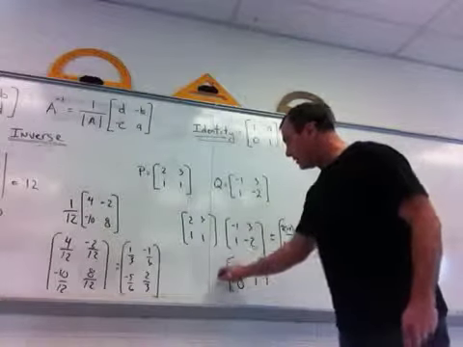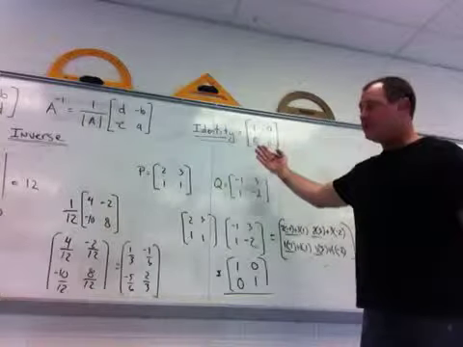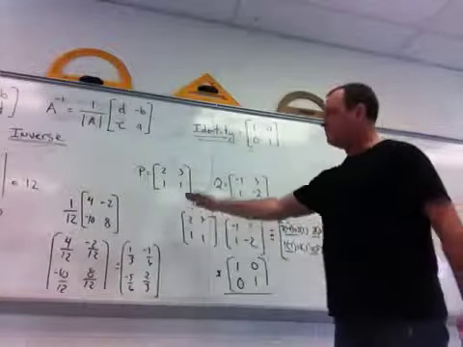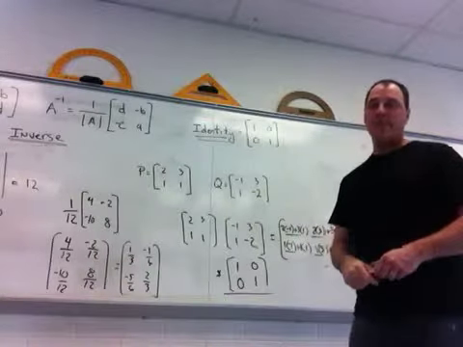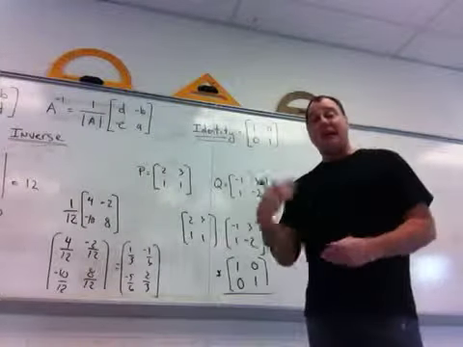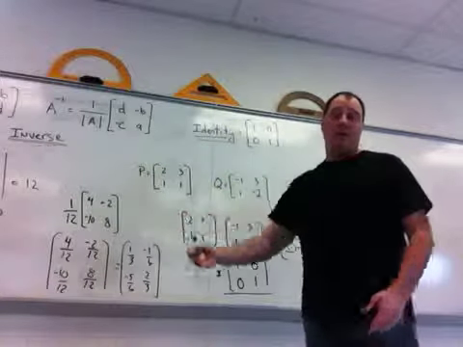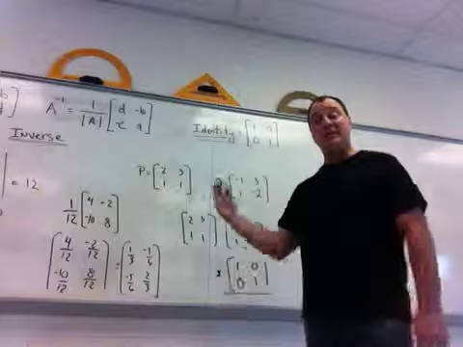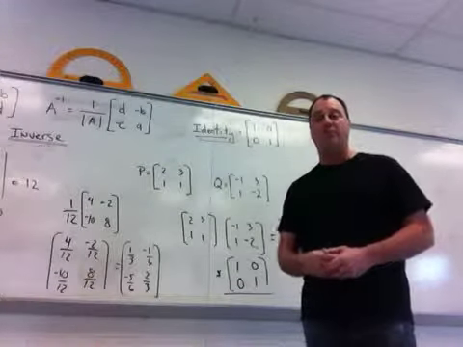So if you notice, I get 1 0 0 1, which is my identity matrix, which basically tells me that P and Q are inverses of one another. Okay? If you're in my class, I'm going to ask you to do both things. I'm going to ask you to find the inverse of a matrix, of a 2 by 2 matrix, and also show that matrices are inverses by multiplying.